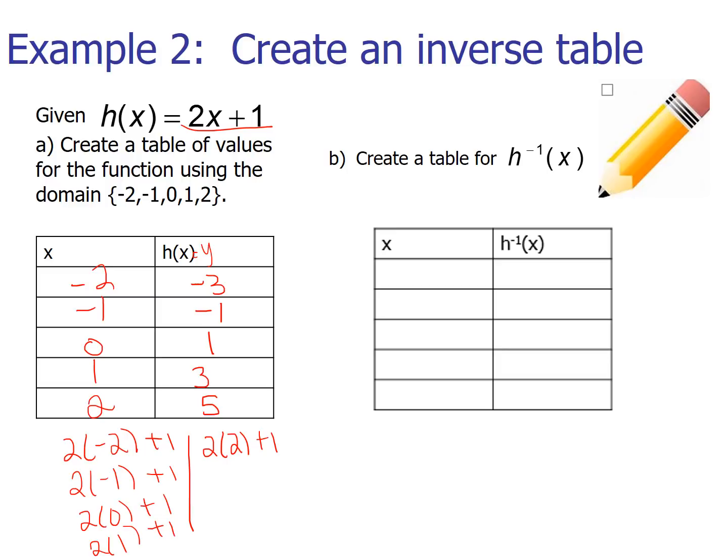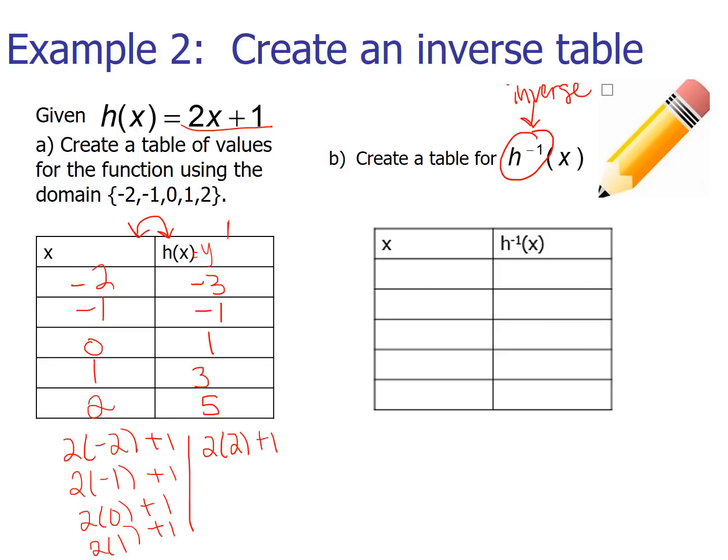And now part B is asking me to create a table for the inverse function. I know that it's the inverse function because of this notation, right? That little negative 1 is telling me inverse. So all we have to do is switch our x and y values, or our h of x and x values.